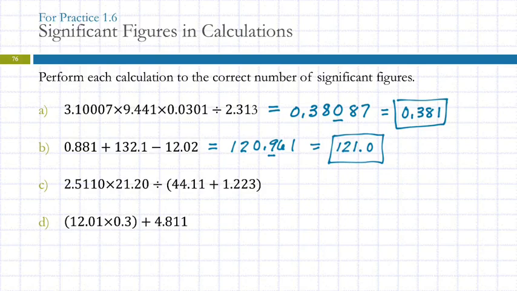Questions? We'll get practice on the worksheet today. Okay, this one's mixed. We've got multiplying, dividing, and adding. The parentheses tell us we should do this first. So 44.11 plus 1.223 equals. I'm going to write that down.